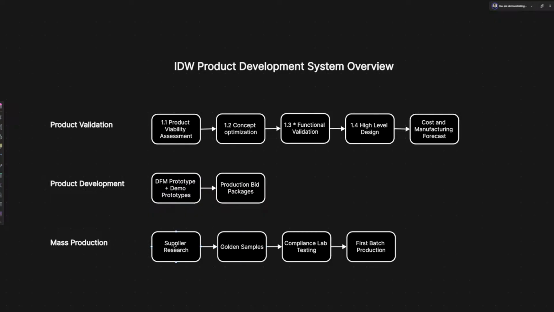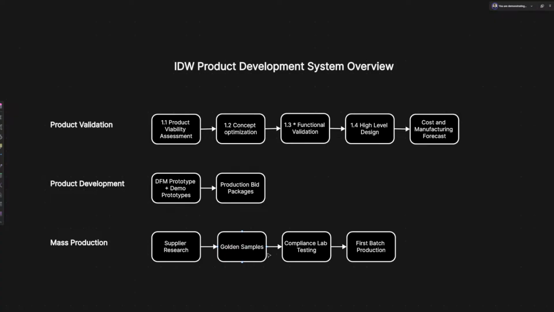So in mass production, sorry, I actually skipped a little bit. In mass production, you expand your supplier research. Usually by this time, we've already done some research, or we already have some suppliers who are natural bidders for this, but we expand our research to find more optimal options if possible, and have them build golden samples. With those golden samples of your product, then we do what's called compliance lab testing to make sure that it meets all the requirements, all the legal requirements to be sold in the desired market.